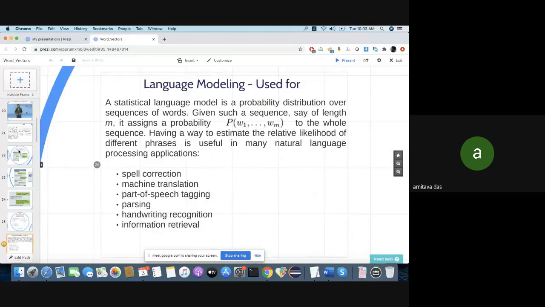Language modeling is useful for various purposes, for example spelling correction, machine translation, part of speech tagging, parsing, even handwriting recognition and information retrieval. Most of these are self-explanatory. If you don't understand the first one and handwriting recognition, let me explain. For example, there's a misspelling like G-O-O-T. Now it could be normalized as good or God, and the machine can understand this by looking at the context.